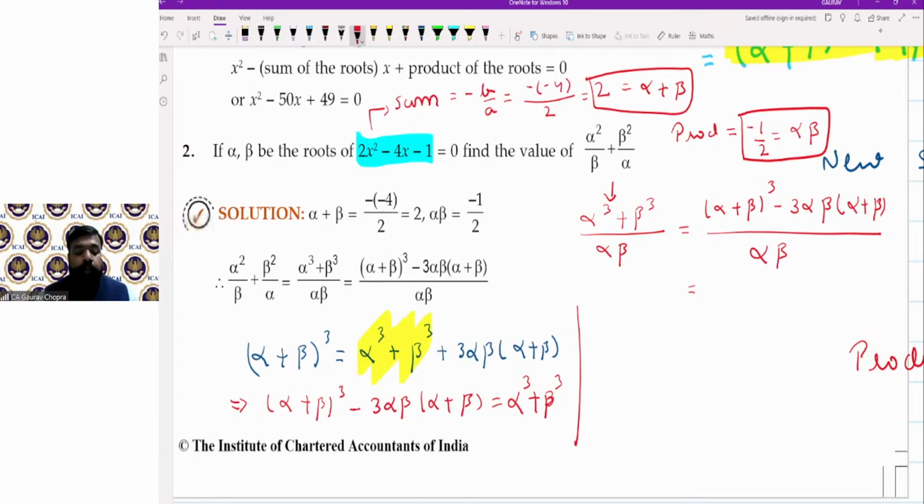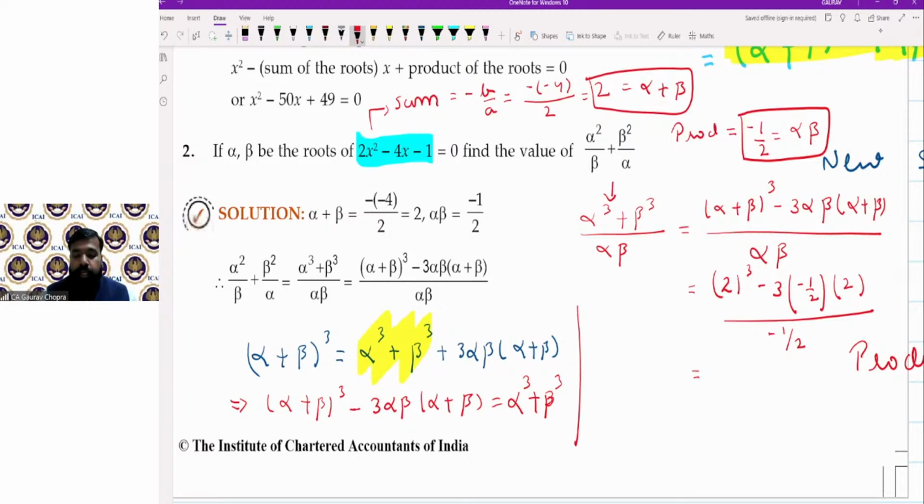What is alpha plus beta? Alpha plus beta is given as 2. So 2 to the power of 3 minus 3 into alpha beta. Alpha beta is minus half. Then alpha plus beta, that is the sum, is 2. Whole divided by alpha into beta, that is minus half.